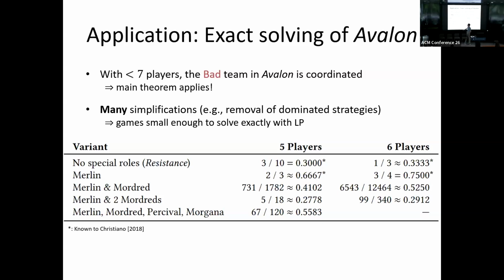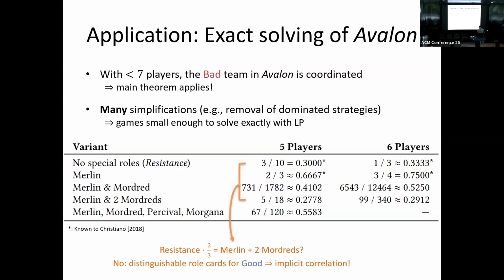If you were to have a Merlin card that was indistinguishable from the other good cards, you would expect the value to be 0.2, right? This is 0.3 multiplied by 2/3 probability of guessing the right Merlin. But this is greater than 0.2, and the only reason this is greater than 0.2 is because of this sort of implicit correlation effect that I was mentioning. And yeah, this was too large for us to solve.